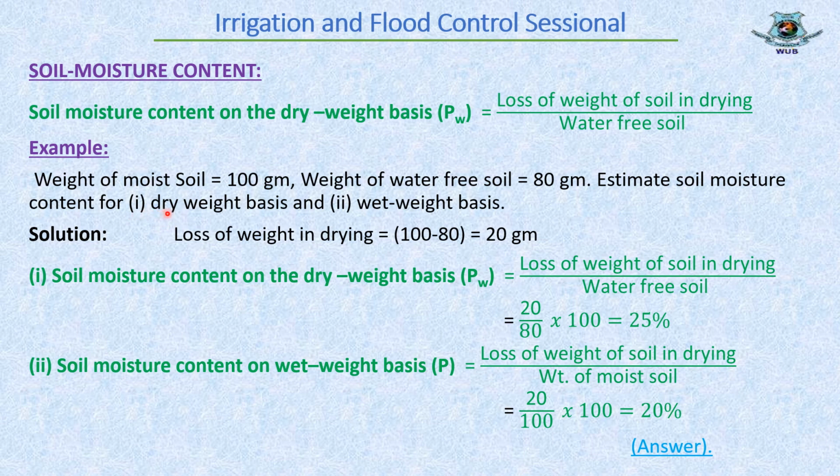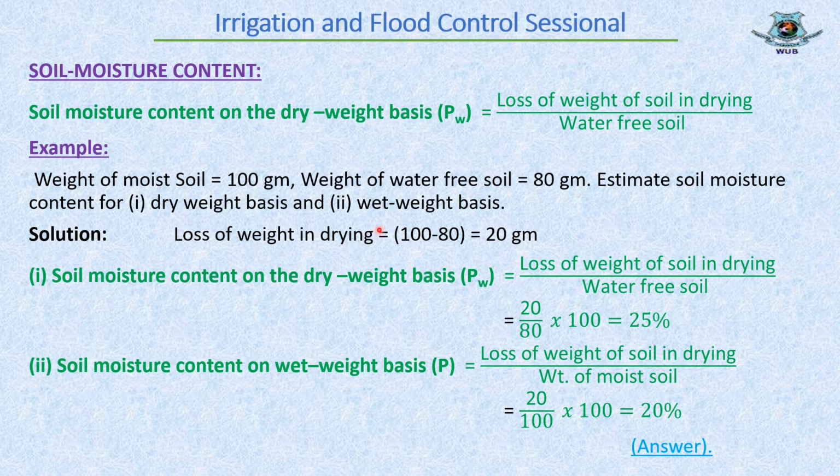Our first question was dry weight basis. So we know dry weight basis moisture content is loss of weight of soil in drying divided by water free soil. Now loss of weight of soil in drying equals 20 gram, as we have calculated here, and weight of water free soil equals 80 gram. To express this moisture content as a percentage, we multiply by 100. So moisture content on dry weight basis is 25%.